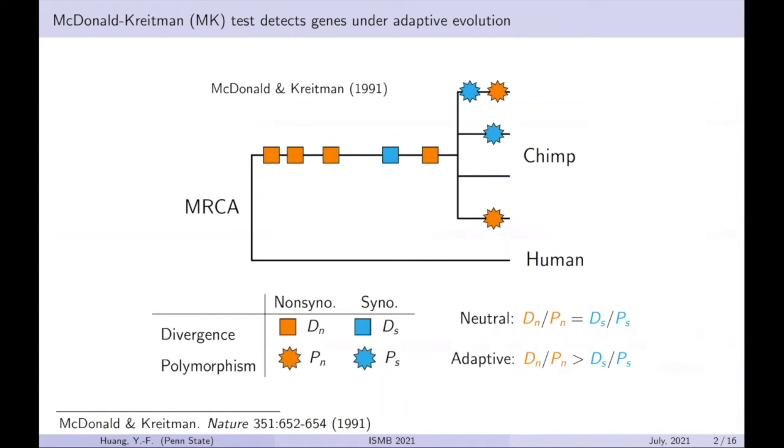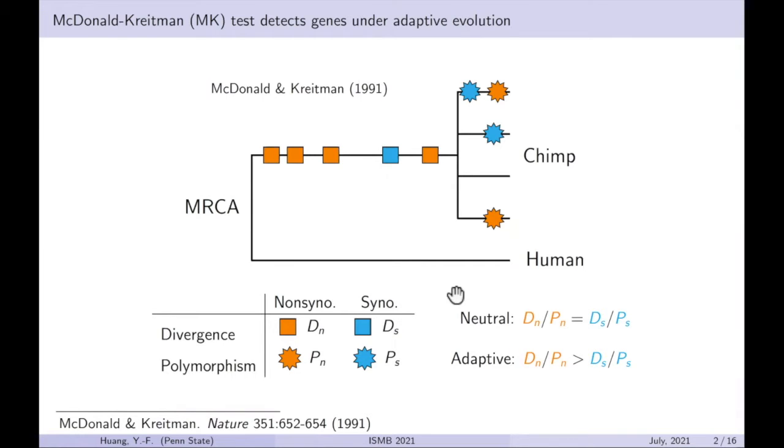The basic idea of the MK test is to compare the levels of sequence divergence between species and the levels of polymorphisms within a species between non-synonymous sites and synonymous sites in the same gene. So in the contingency table, we have the level of divergence here and the level of polymorphism here. We have four numbers, Dn, Ds, Pn, Ps for non-synonymous sites and synonymous sites.